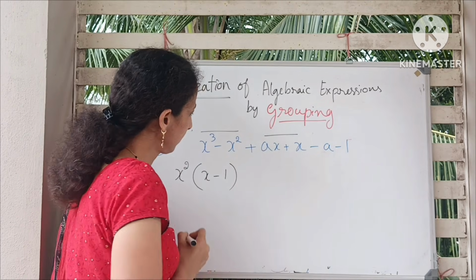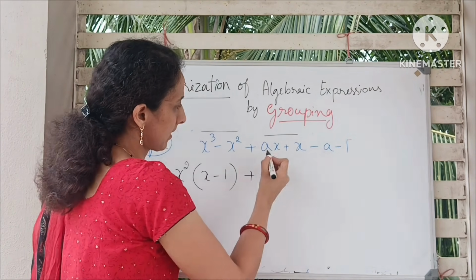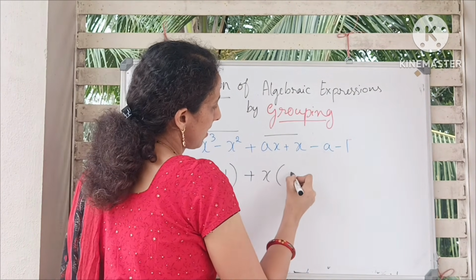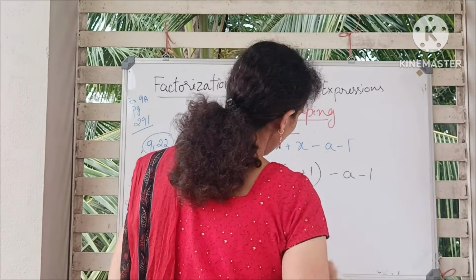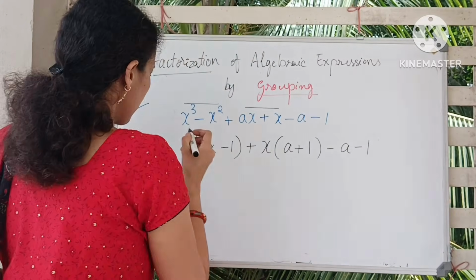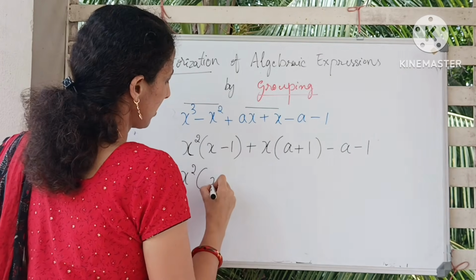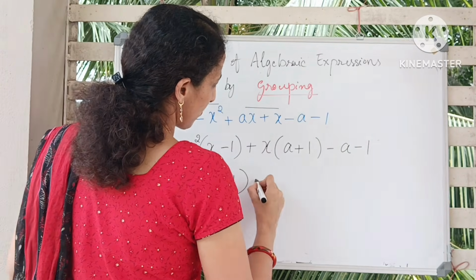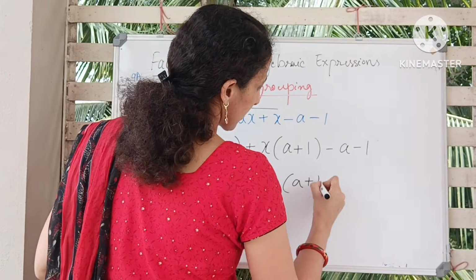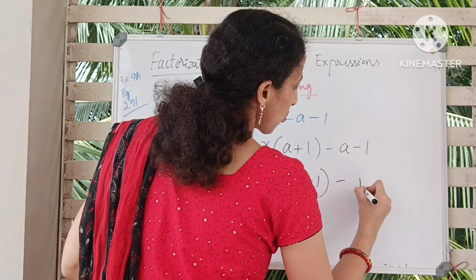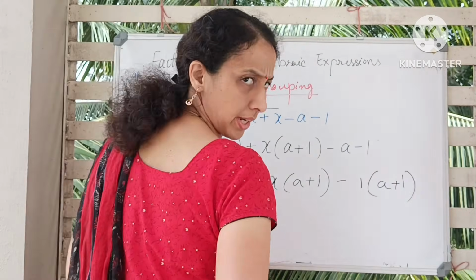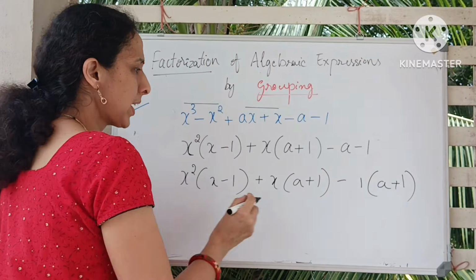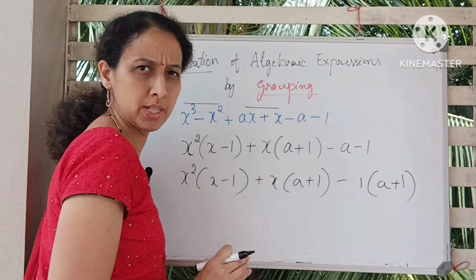x minus 1, then I'll do plus, and here I have x into a plus 1 and minus a minus 1. Now I will rewrite this as x square into x minus 1 plus x into a plus 1 minus 1 into a plus 1. I'm taking this whole thing into the bracket and multiplying by minus 1. Now I have a plus 1 and a plus 1 common here.